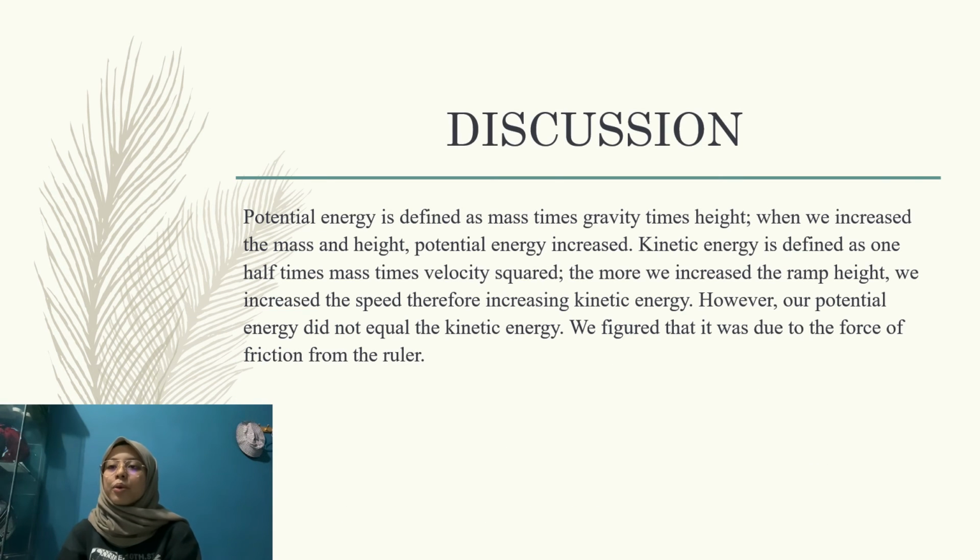Hi, my name is Nur Sarah Akmal binti Rosli. Today I want to explain the discussion and conclusion. For the discussion, potential energy is defined as mass times gravity times height. When we increase the mass and height, potential energy increases. Kinetic energy is defined as 1/2 times mass times velocity squared. The more we increase the height, the more we increase the speed, therefore increasing kinetic energy. However, our potential energy did not equal the kinetic energy. We figured that it was due to the force of friction from the ruler.